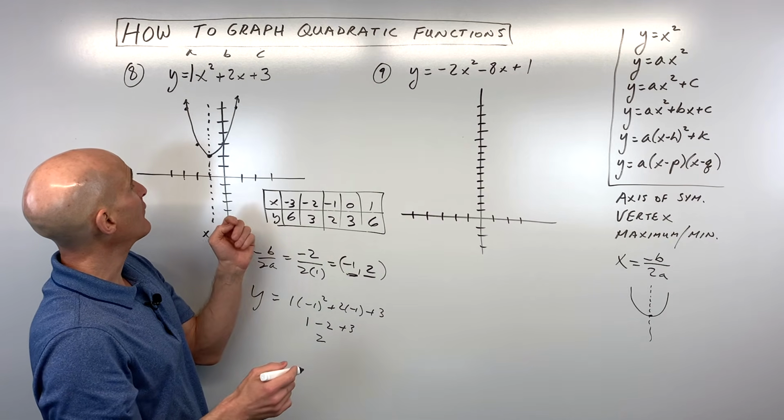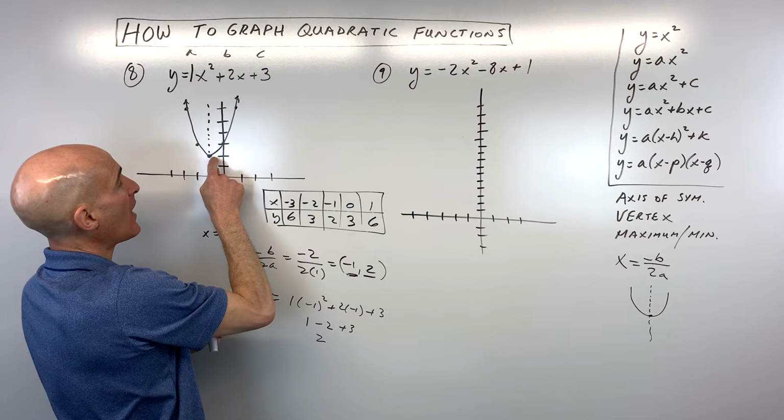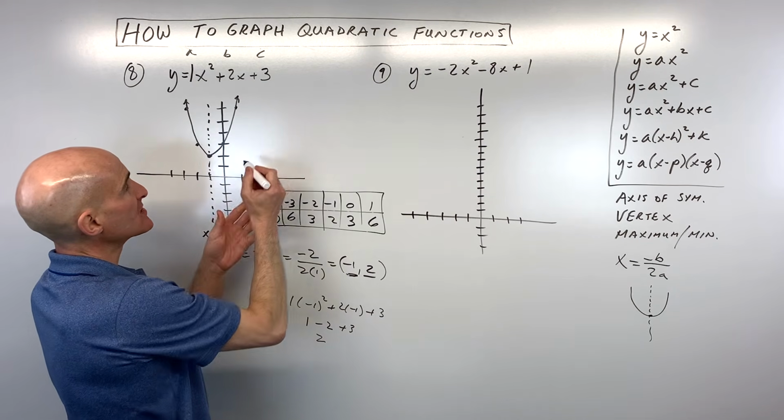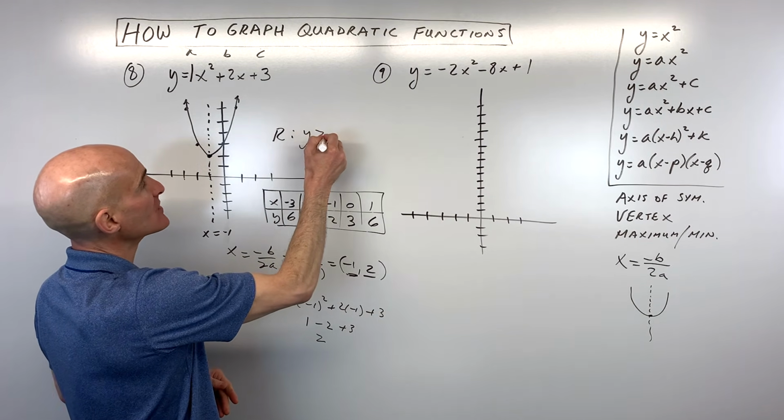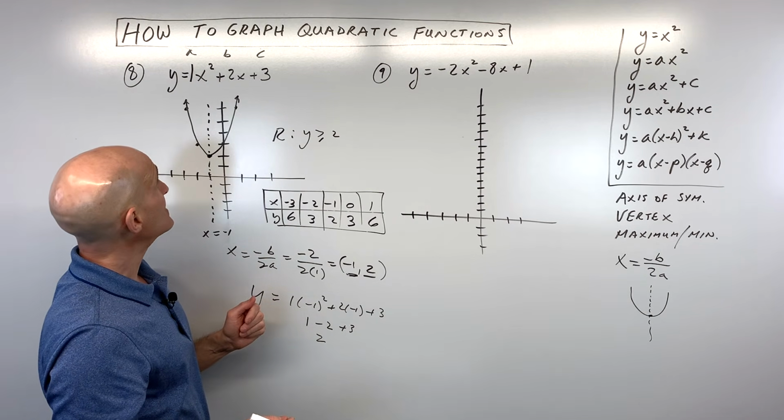Let's see, what else do we have? The domain is all real numbers. The range, what can y be? Well, y can be 2 or greater. So we would say our range is y is greater than or equal to 2. Domain is all real numbers, we said. And that's it. So you've got a good graph.